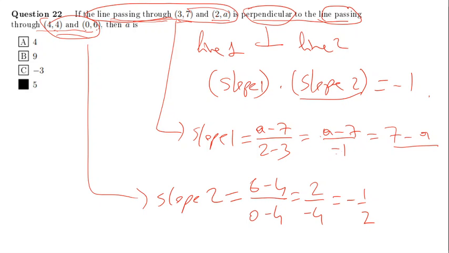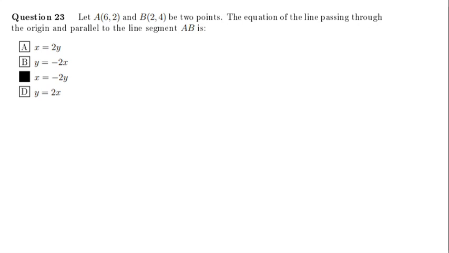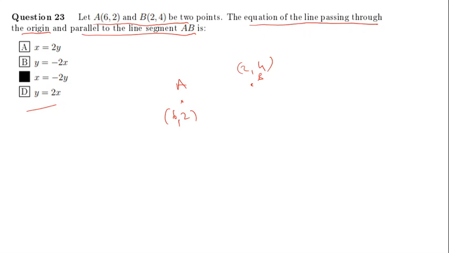7 minus a. Now let's look at this question. A, B are 2 points. The equation of the line passing through the origin and parallel to the line segment AB is which one? Okay, now we have 2 points. Let's say 6, 2, and 2, 4. This is A, this is B.